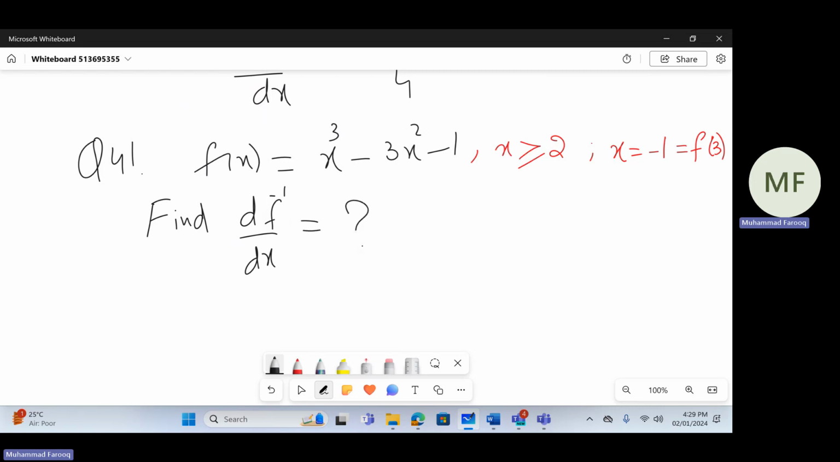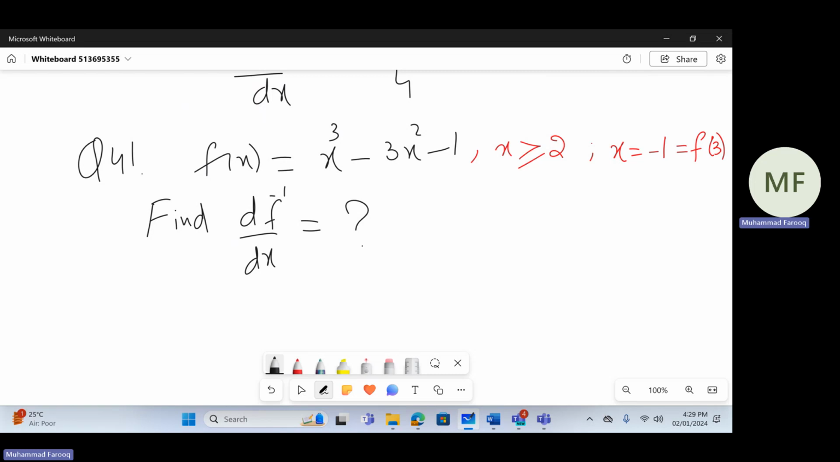I think it's the best question to understand this property. Why? The problem is that, look at here, you cannot find the inverse of this function. It's very complicated. And the question asks for the derivative of the inverse, and the inverse you cannot find. It's so complicated. Then how do we get this answer? The solution is that we use this property.